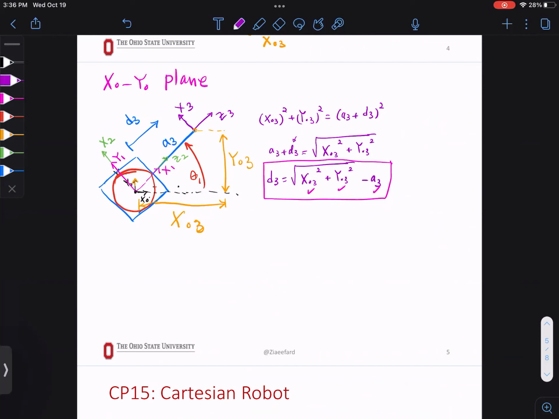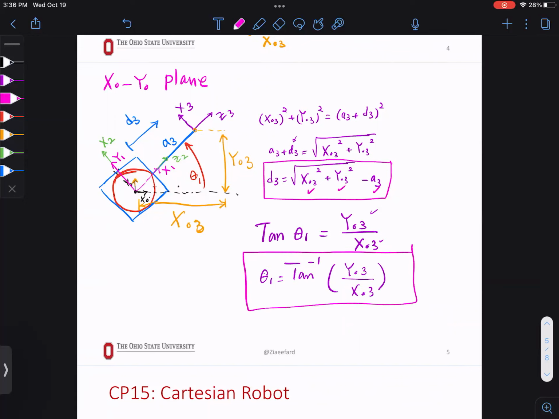How do you find the other one? Yes, tangent of theta 1, right? So tangent of theta 1 is y03 over x03. Great, we have both of them. So theta 1 is tangent inverse of y03 over x03. Cool. That's the third one.